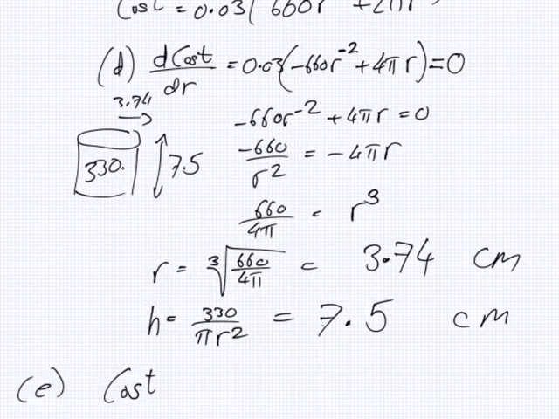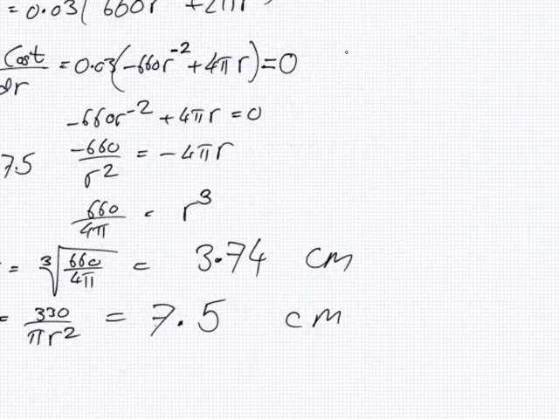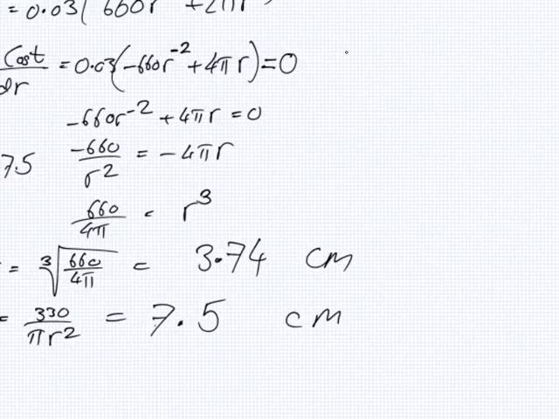Yeah, so what's happened here is, if I use this radius and this height, the can will hold 330. I know that's guaranteed. But the cost will be a minimum. Well, actually I should double check it's a minimum. The second derivative here should be positive or negative? Minimum, right? Minimum, so it should be positive.